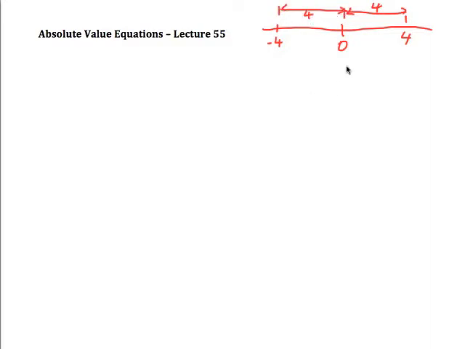And so we define the absolute value of 4 as being 4 and the absolute value of negative 4 as also 4, because we're talking about a distance, and a distance can't be negative. So in this lecture we're going to talk about solving equations that involve absolute values. And so the first thing we start with is, let's talk about the properties of absolute value.